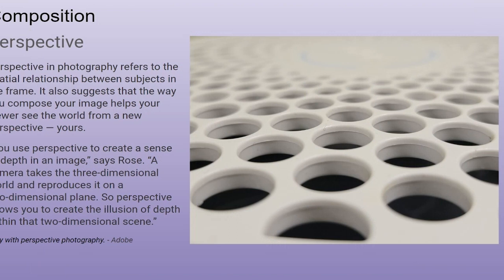And here, perspective in photography is basically the spatial relationship between subjects and the frame. So it's how everything in the frame fits together. And it suggests the way you compose your image helps your viewers see the world from a new perspective, yours, right? And that's one of the interesting things in any kind of art.